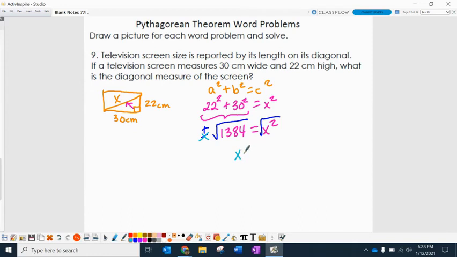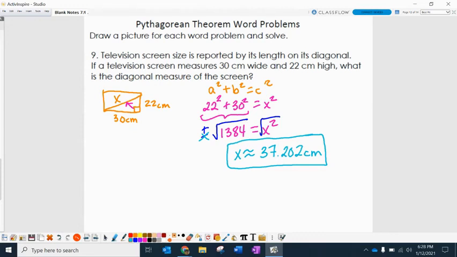The square root of 1384 is approximately 37.202 centimeters. When it doesn't tell you how many units to round to, I always go to 3 decimal places, just because on the AP calculus exam, they want you to go to 3 decimal places. So that's just what I do unless the problem tells me otherwise. So this would be about a 37 centimeter TV.